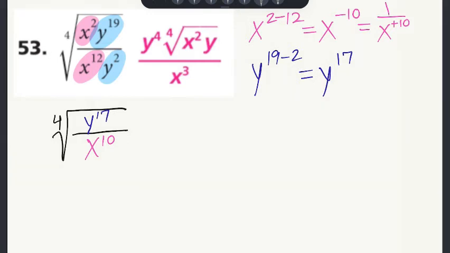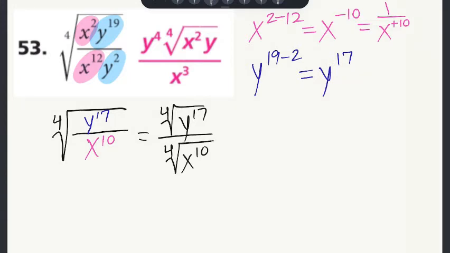Now, since you have the fourth root, don't forget that the fourth root means 1 over 4. So that's what we're going to do with both the numerator and denominator separately. We're going to try to split up 17 into two numbers, one that can divide by 4. So I decided to use y to the 16th power and y to the first power.